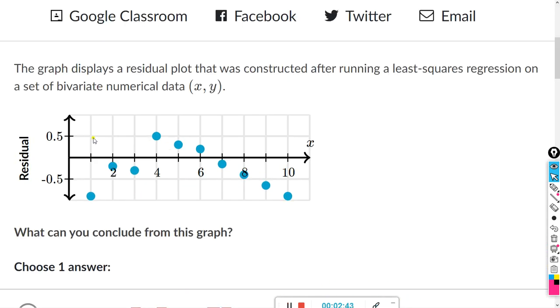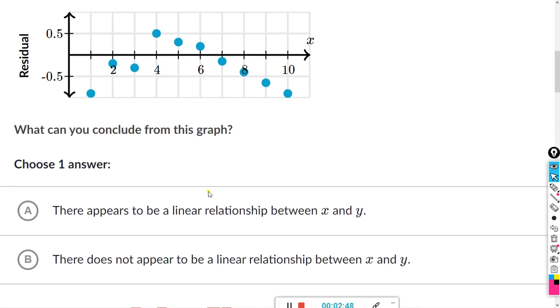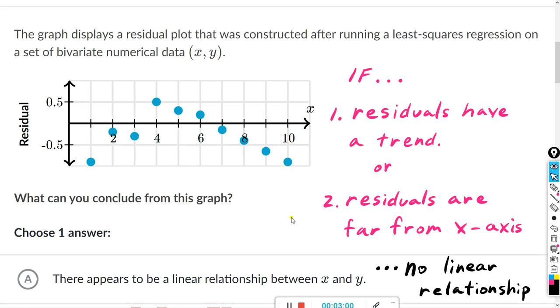In this problem, they just give us the residual plot, and there are only 2 possible choices. Either there appears to be a linear relationship between x and y, or there does not appear to be a linear relationship. You might want to write this down. There are basically 2 ways to determine if there is no linear relationship. If the residuals have a trend or the residuals are far from the x-axis, then there is no linear relationship.